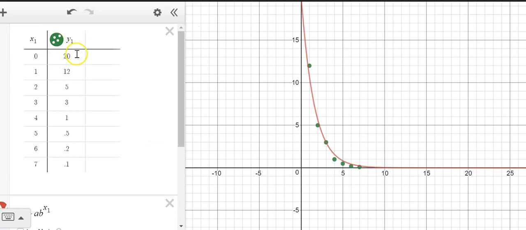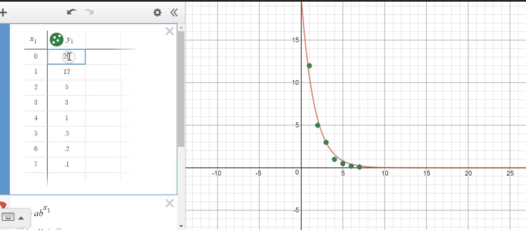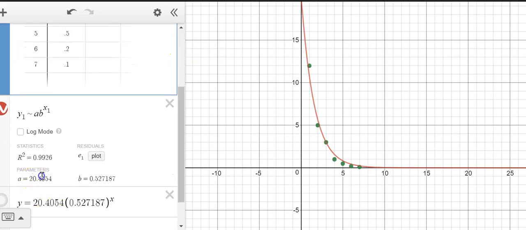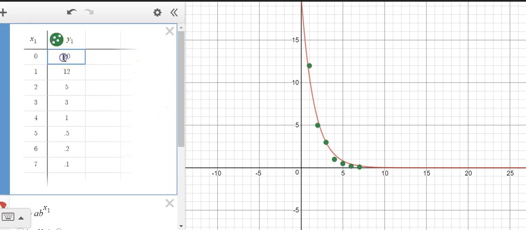Now if we look at our information, we can see that's pretty accurate. Our y-intercept should be right around 20, because when x is 0, y is 20, which it is. Our initial value is 20.45, so it's close on that aspect. Then if you look at these, it's almost going down by half each time. If I go from 20 to 12, a little bit less than half. 12 to 5, a little bit more than half. 5 to 3, a little bit less than half. 3 down to 1, a little bit more than half. 1 to 0.5 is exactly half.